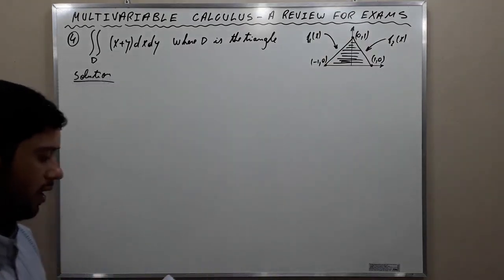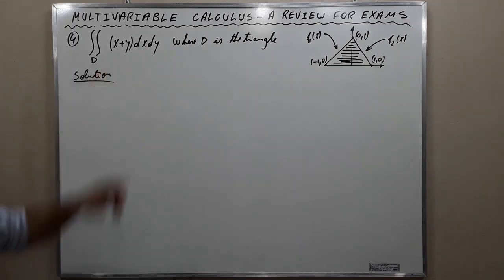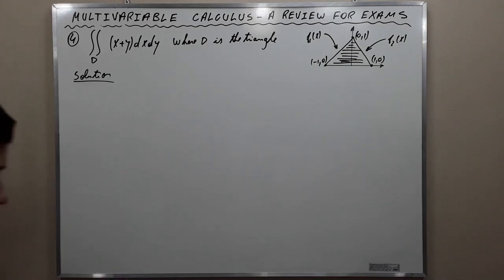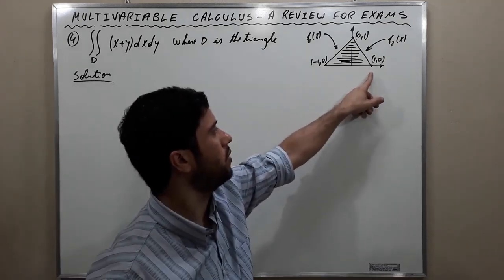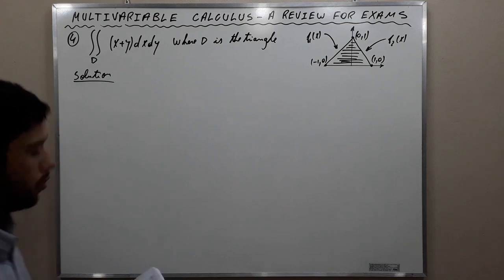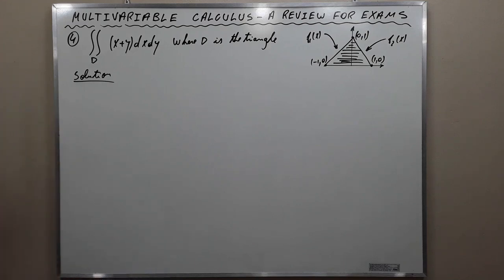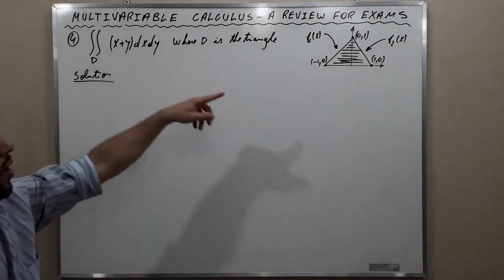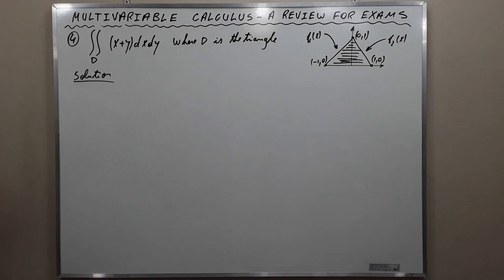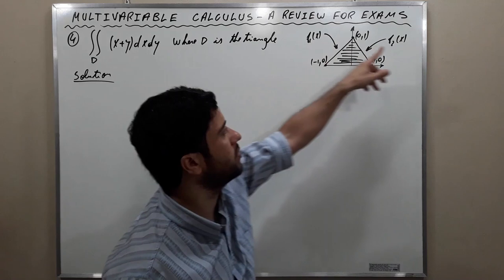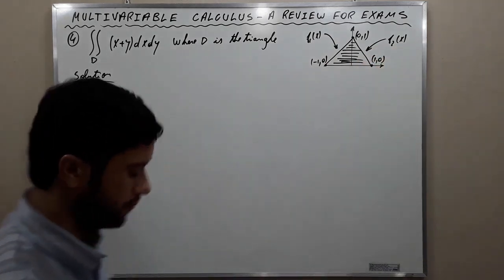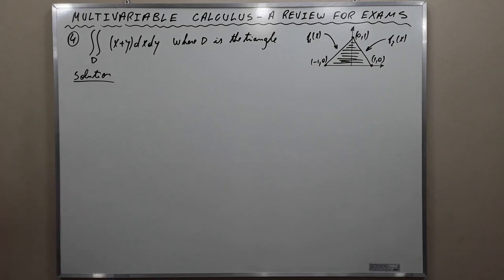Exercise 4 now. Calculate the double integral of x plus y dx dy, where D is the triangle whose vertices are (-1, 0), (1, 0), and (0, 1). This is what we are going to do to calculate the double integral of this function over this triangle. Analytically speaking, the boundaries of D are f1 of x and f2 of x, and the x-axis.